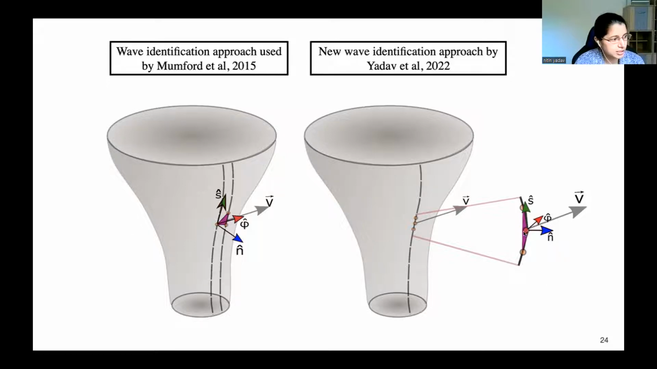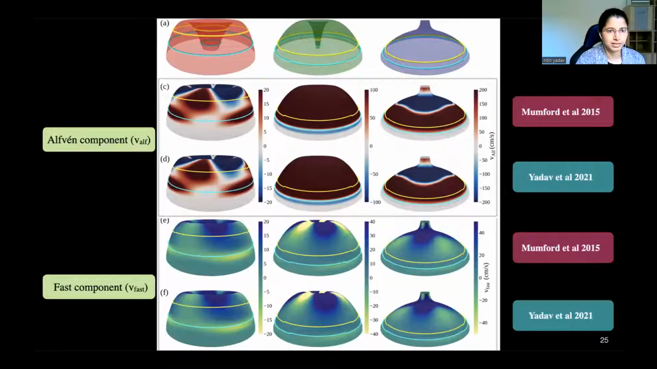The vector that is normal to this plane will be associated with the Alfvén wave, because this is normal to the plane in which the magnetic field is lying. And the third vector of this orthogonal system will correspond to the fast magnetoacoustic wave. Here I show the three selected surfaces which I took out from my magnetic field configuration. These two rows display the Alfvén component of the velocity vector, and the bottom two rows display the fast component of the velocity vector.